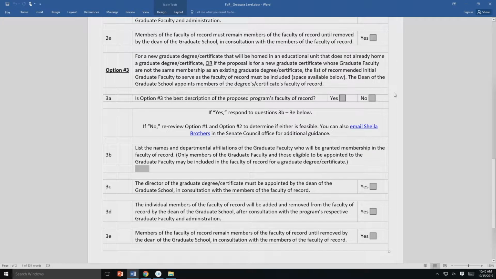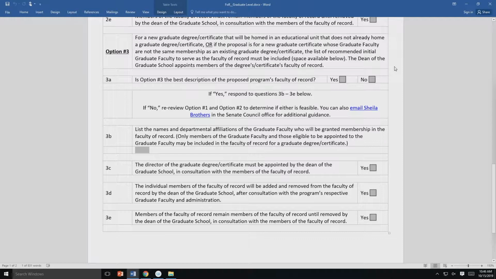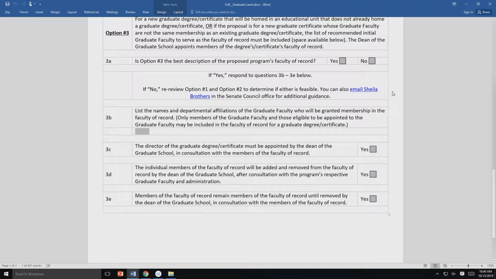And then the third option is only used for graduate degrees, in part because of the unique nature of the graduate faculty at the university. These are for a degree or a certificate that is homed in an educational unit that does not already have a graduate degree or graduate certificate. And then there are some similar questions as there are above.